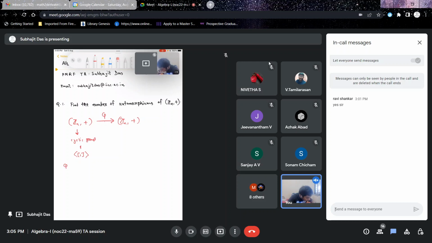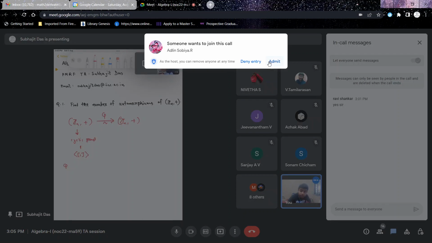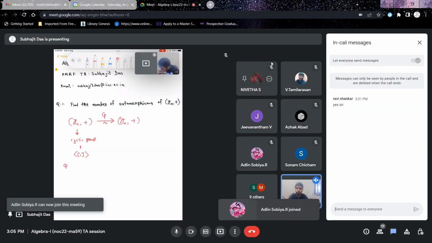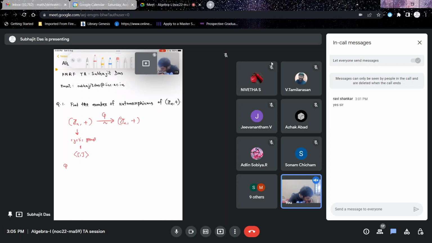we know that phi is an automorphism, so phi preserves the order of elements. In particular, since 1 has order n, phi of the class of 1 has order n. In other words, since 1 is a generator of Zn under addition, its image will also be a generator of Zn under addition, right?